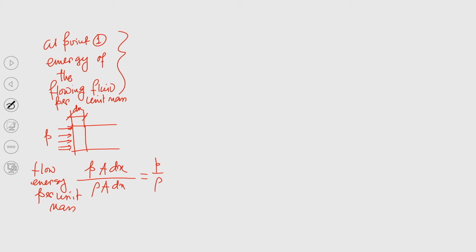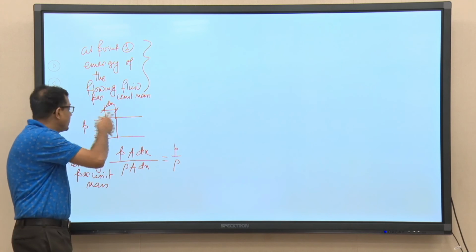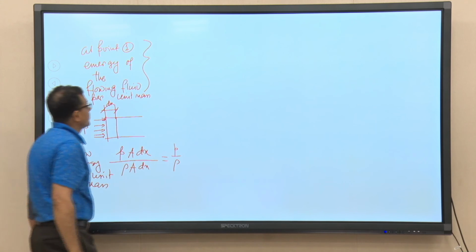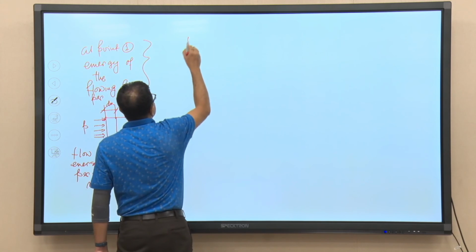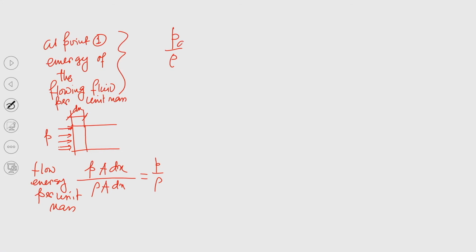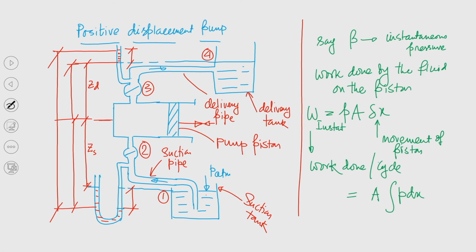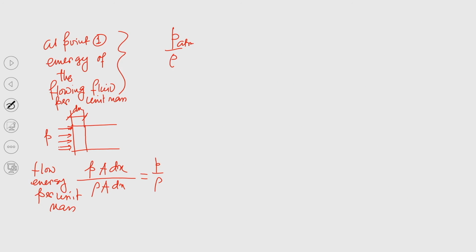This is the amount of energy required to maintain the flow in presence of the pressure P, so you can write P by rho. Here it is P atmospheric by rho. So, in presence of the atmospheric pressure, the energy required to maintain the flow from the suction tank to the suction pipe is P ATM by rho, right, fine.